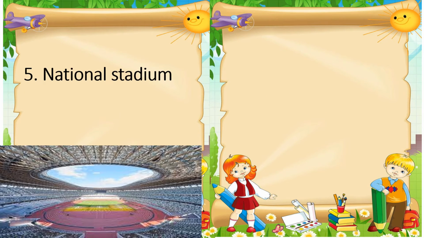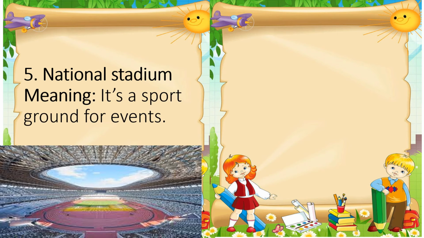Number 5 is National Stadium. National Stadium is a sport ground for events. This is where they play football, field track, for example running, jumping, and many other events. So this is a very big open gym, or a closed gym, wherein sports are being done. This is what we call National Stadium. We have a picture below. That is an example.